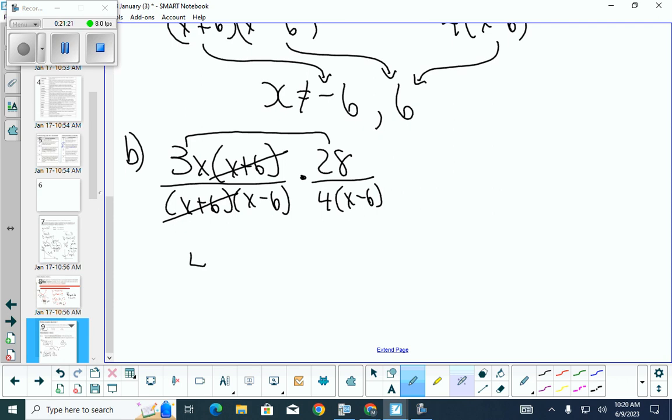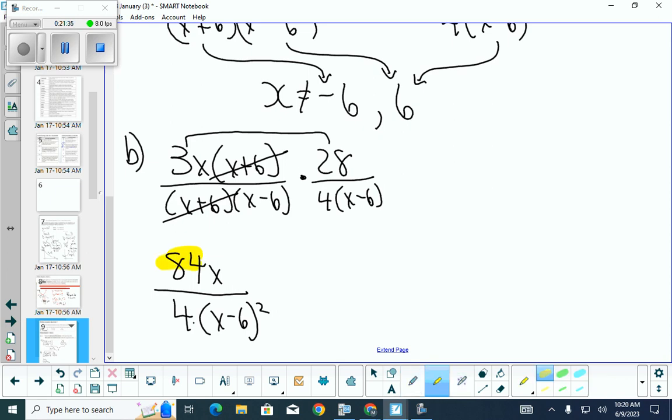So I'm going to go 3 times 28. I think it's 84. And then I'm left with 2 x minus 6's. And then what you have to do is check your monomials. So on your calculator, go 84 divided by 4. If it's a decimal, go math 1. And you end up with that. Now, that would be another 2 marks. So now you've earned 4 marks out of 7.